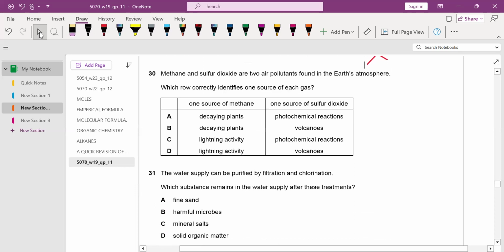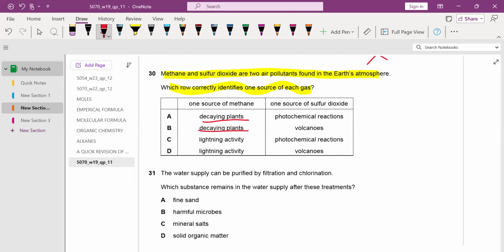Then question number 30. Methane and sulfur dioxide are two pollutants found in the Earth's atmosphere. Which row correctly identifies one source of each gas? You know that methane is produced due to the decaying of plants. Option B or A, one of them would be correct. And the sulfur dioxide source is volcanoes, not the chemical reaction. So option B is correct for question number 30.